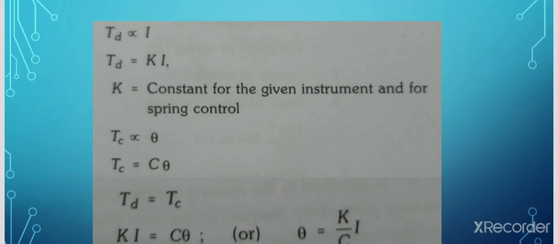Next, when the controlling torque is produced, it will be proportional to the angle of deflection, that can be given as tau c is proportional to theta. By removing the proportionality sign, we keep c as a proportionality constant. At the equilibrium position, tau d equals tau c. Writing down the formulas, tau d is nothing but k into I, and tau c equals c into theta. From this, theta can be given as k by c into I. Here k and c are nothing but proportionality constants. So at last we can say that in a spring control system, the angle of deflection is proportional to the current passing through it.